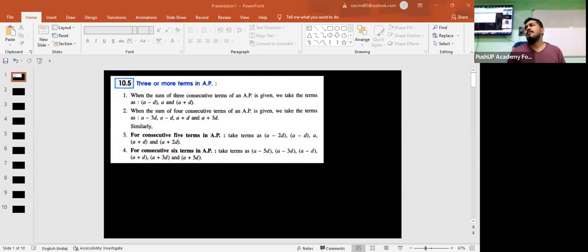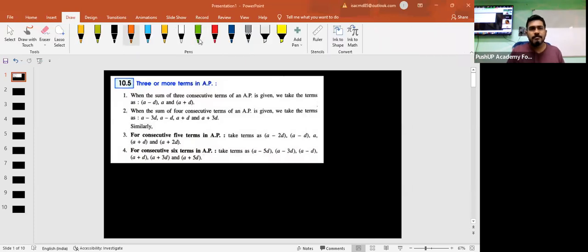So when they ask you to find three or more terms of an arithmetic progression, they will give you certain conditions. The sum of the first three terms is so and so, the product of the first three terms is so and so, and they ask you to find what the arithmetic progression is. Any type of these questions comes in this category.